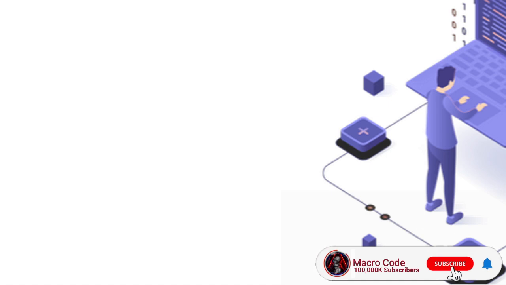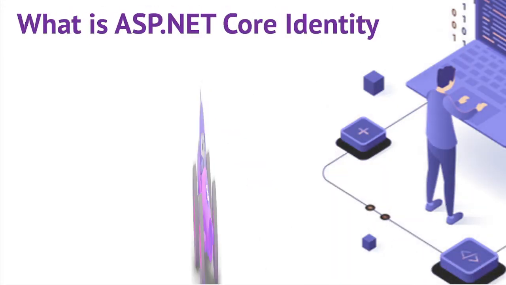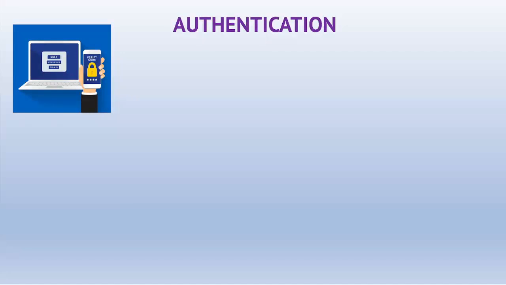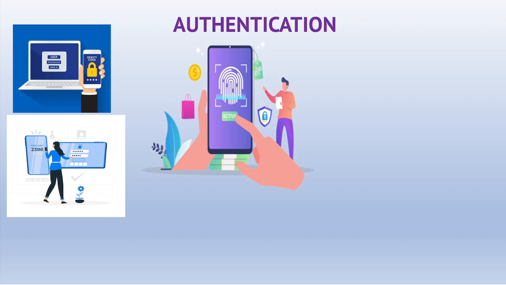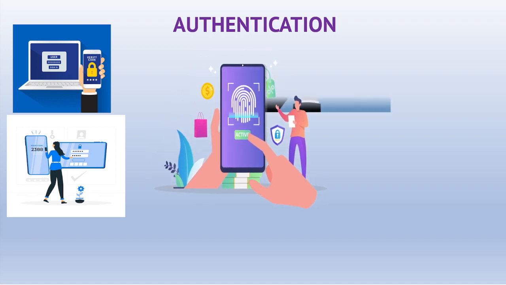So today we are going to learn about ASP.NET Core Identity. ASP.NET Core Identity is an authentication and authorization API that is used to implement security-related features in our ASP.NET Core applications. It is a built-in membership system or framework which allows us to implement and manage user accounts, authentication and authorization, email confirmation, password recovery, two-factor authentication, and external login providers like Microsoft, Google, Facebook, and others.